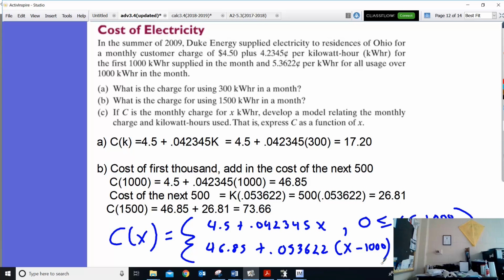Now, the restriction on this is simply that X is greater than or equal to what? 1,000. There's your piecewise function for electric bill. That is how electric bills work, although they're usually multiple tiers. Usually 3 or 4 tiers on electric. Okay.